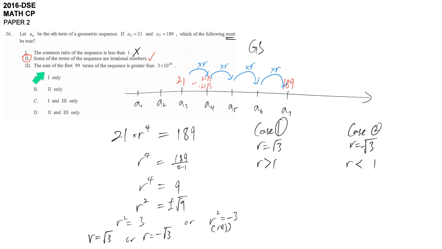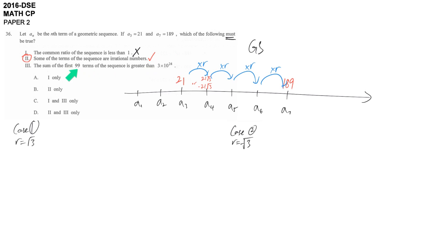Now is the last one. The sum of the first 99 terms of the sequence is greater than a certain value. To reject this statement, we try to find the minimum value of these two cases. Of course I will focus on the second case, because the sum of the terms is negative. If we add all these together, it will make the result smaller, and maybe smaller than this, then we can prove that this is wrong.